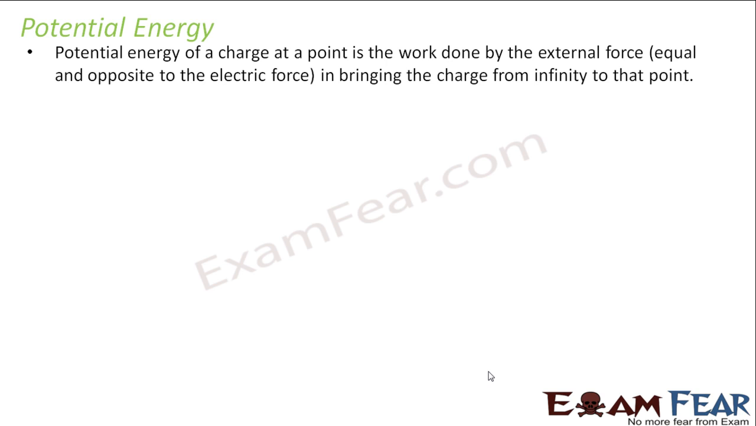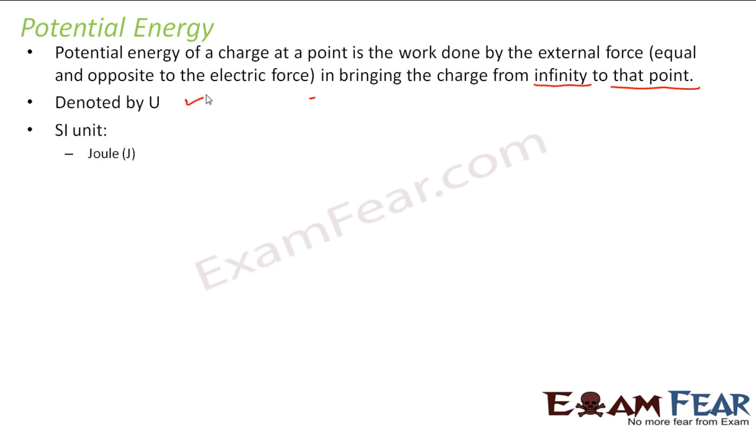Potential energy of a charge at a point is the work done by the external force, equal and opposite to the electric force, in bringing the charge from infinity to that point, right? It is denoted by a capital U. When I talk about units of potential energy, it has to be the same, whether I talk of gravitational potential energy or electrostatic potential energy. Energy is always energy, so the SI unit has to be joule. Another unit which we often use is electron volt, as I mentioned while talking about electric potential as well.